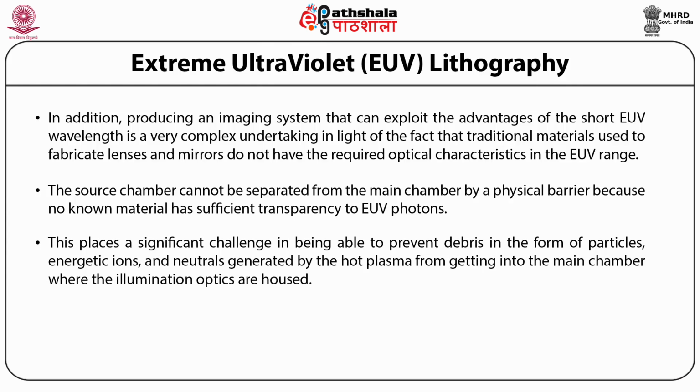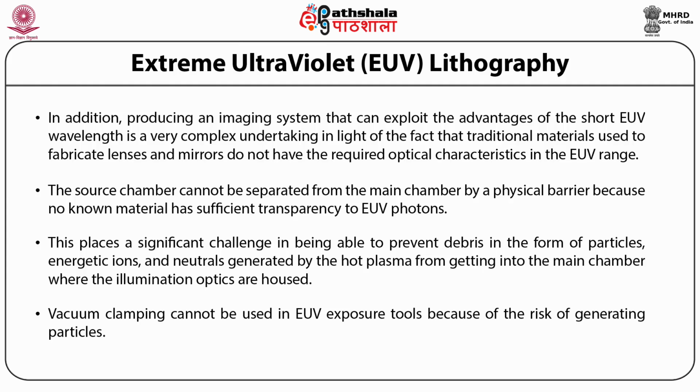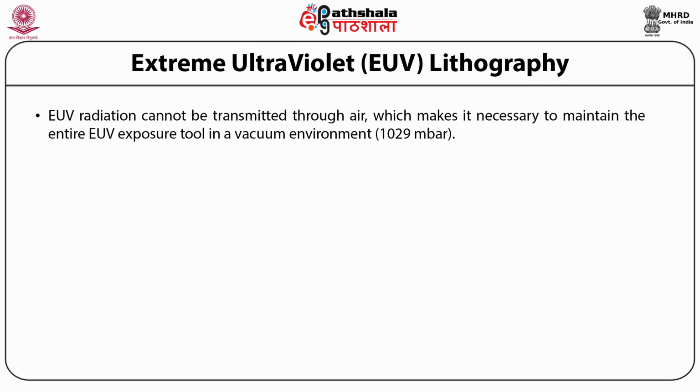This places a significant challenge in preventing debris in the form of particles, energetic ions, and neutrals generated by the hot plasma from getting into the main chamber where the illumination optics are housed. Vacuum clamping cannot be used in EUV exposure tools because of the risk of generating particles. EUV radiation cannot be transmitted through air, which makes it necessary to maintain the entire EUV exposure tool in a vacuum environment. Outgassing of resist and components of the exposure tool inside the chamber therefore poses a significant contamination risk to the EUV optics.